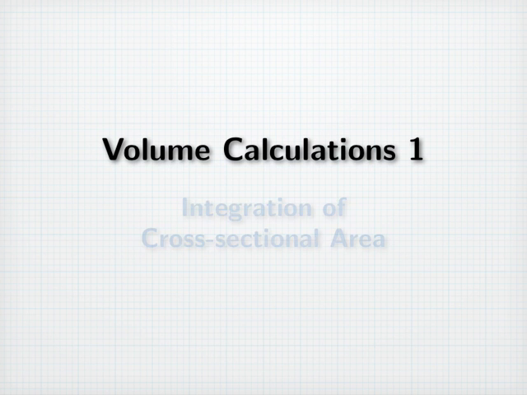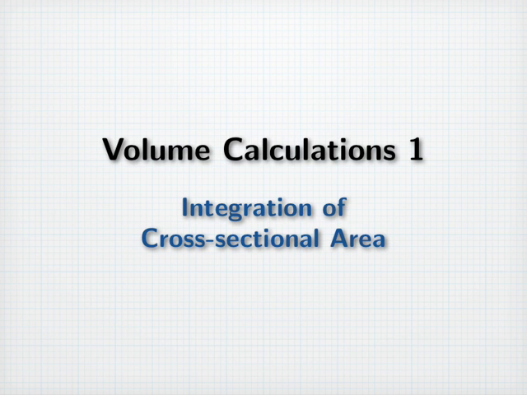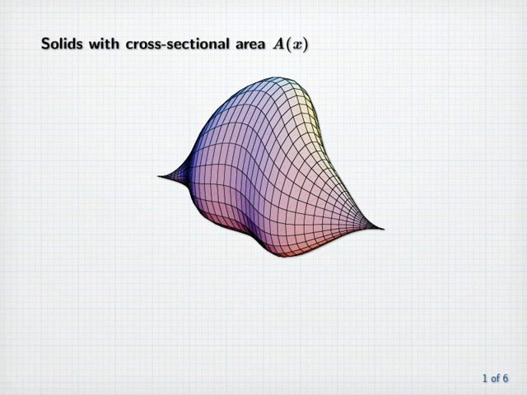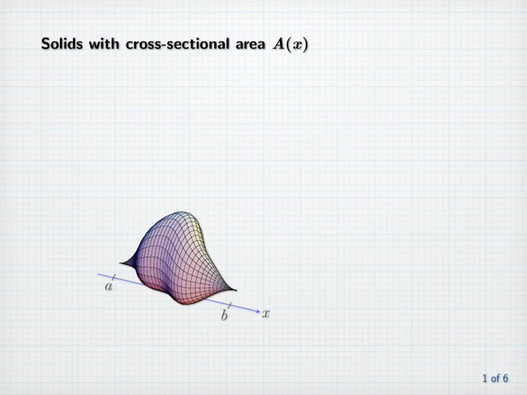Volume Calculations 1. Integration of cross-sectional area. Consider a solid whose cross-sectional area is given by a function A of some variable x. That is, assume that we can define a coordinate axis along which the area of cross-sections perpendicular to that axis is a function of position along the axis.